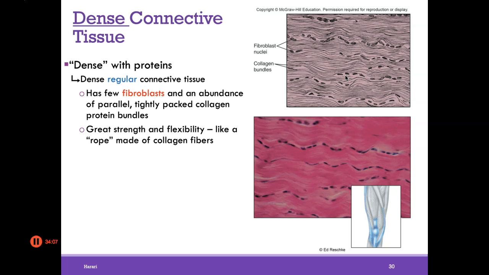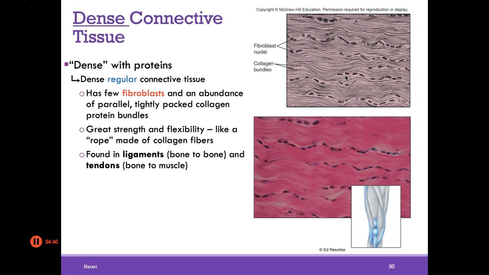And tendons and ligaments need to pull in very predictable directions. So we need these collagen fibers to be parallel to each other so we can have some directionality in our movement. So there's not only a lot of strength because of the collagen, but the parallel nature of the collagen bundles allows for flexibility. Right? So it's like a rope made of collagen fibers, but there's flexibility in that strength, right? A rope is very strong, but you can also move it around in certain directions.